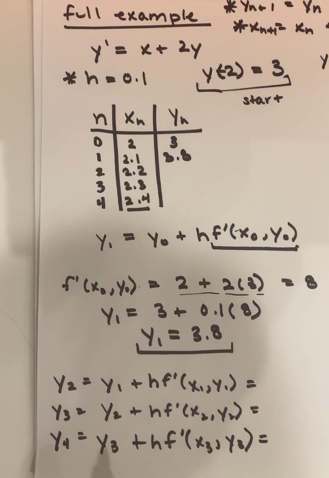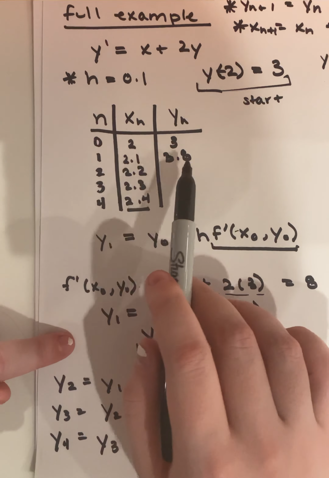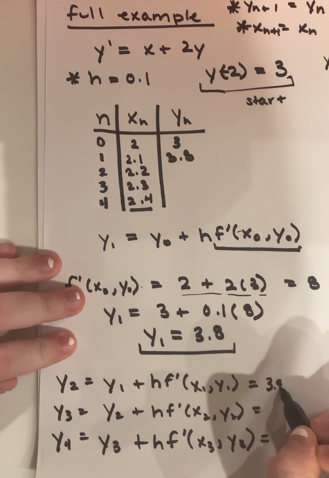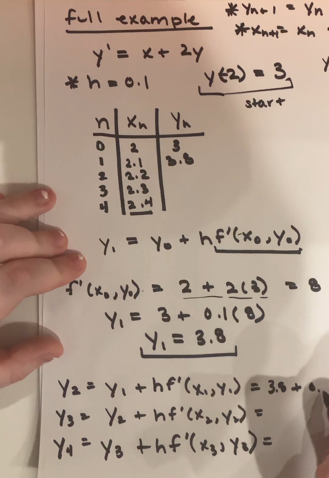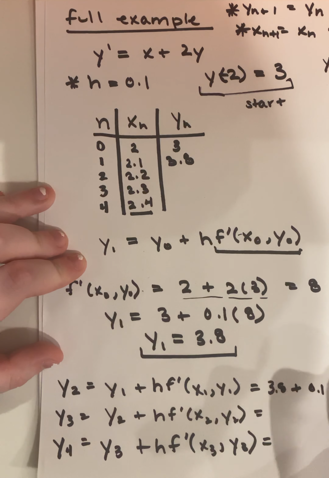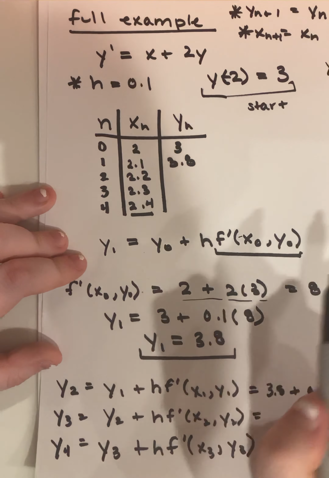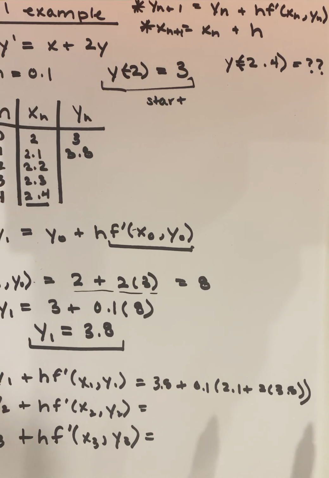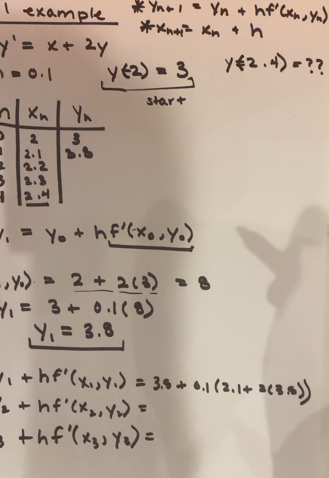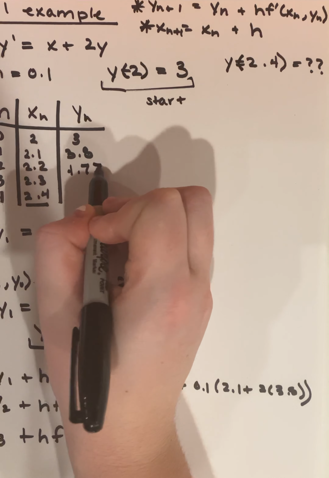So plugging in the numbers, we have 3.8 plus 0.1 times 2.1 plus 2 times 3.8, plugging in this derivative down here with the equation. And then that is going to equal 4.77.